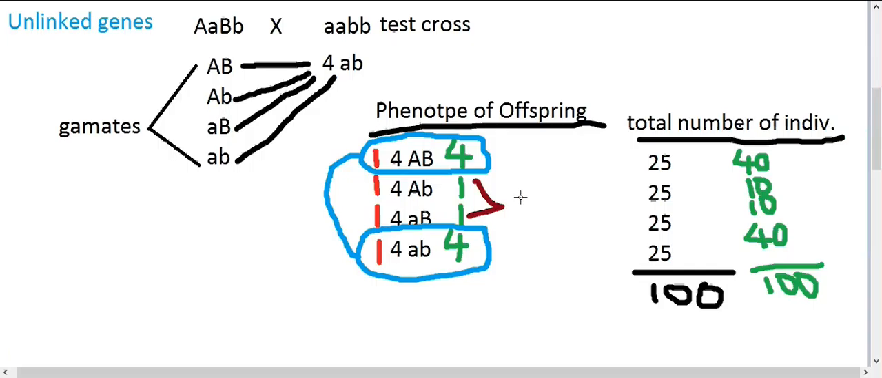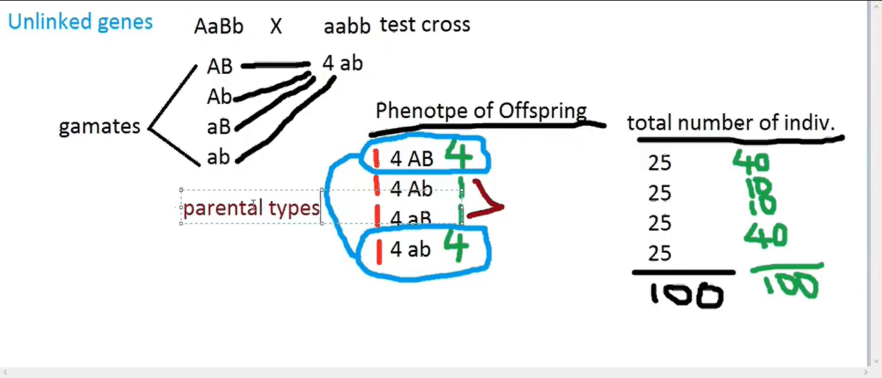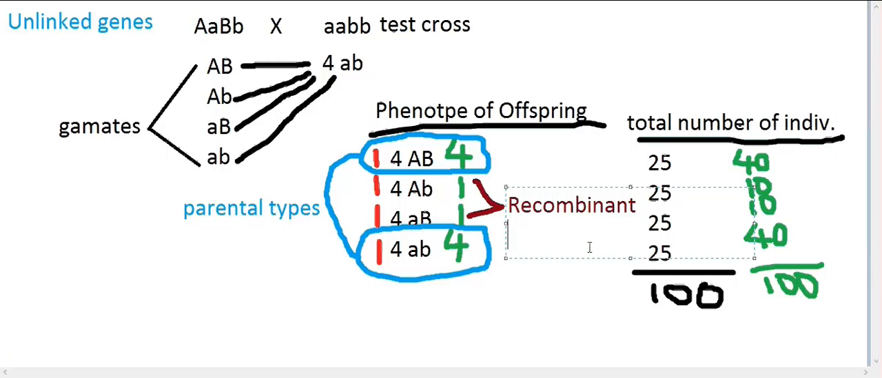And so what Morgan did was call these guys parental types. So let me go back a little bit and do it in blue. These guys were called parental types, and these guys here were called recombinant types.